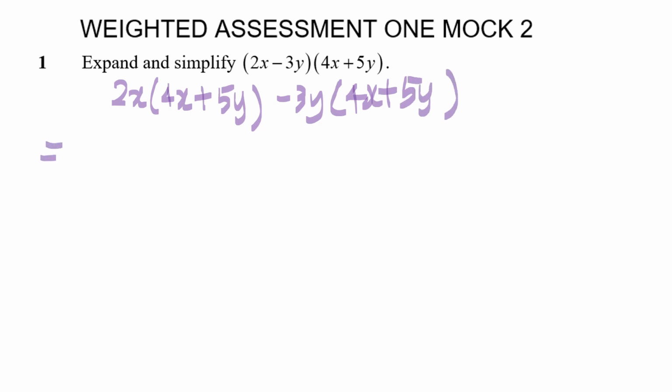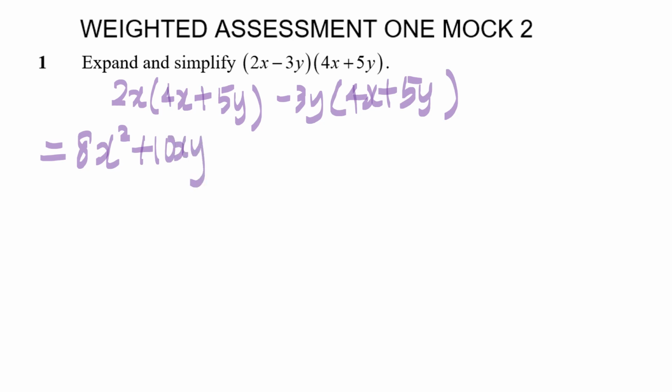Okay, so that's expand. So you have 2x times 4x. We do the number first. Take 2 times 4 first, that gives you 8. And then x times x, so that gives you x squared. Okay, so 2x times positive 5y. We do the number first. 2 times positive 5 gives you positive 10. Then x times y gives you xy.